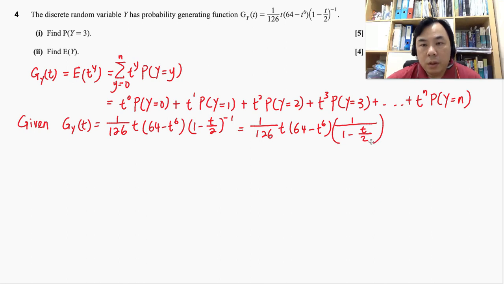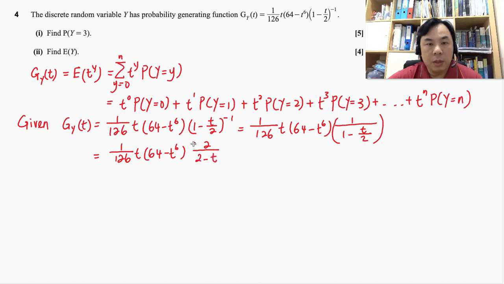Now, of course, for me, I prefer to simplify this denominator a bit. So you can multiply by 2 at the denominator so that you can get rid of the fraction here. So therefore, now in this case, it would be 1 over 126t, 64 minus t, and then since I multiply by 2, it will become 2 minus t then. Okay, now that's how it actually looks like.